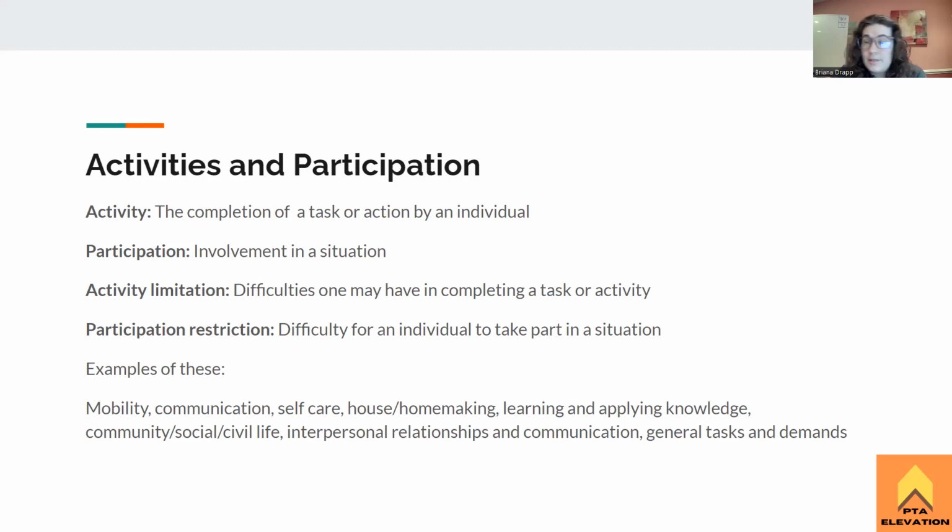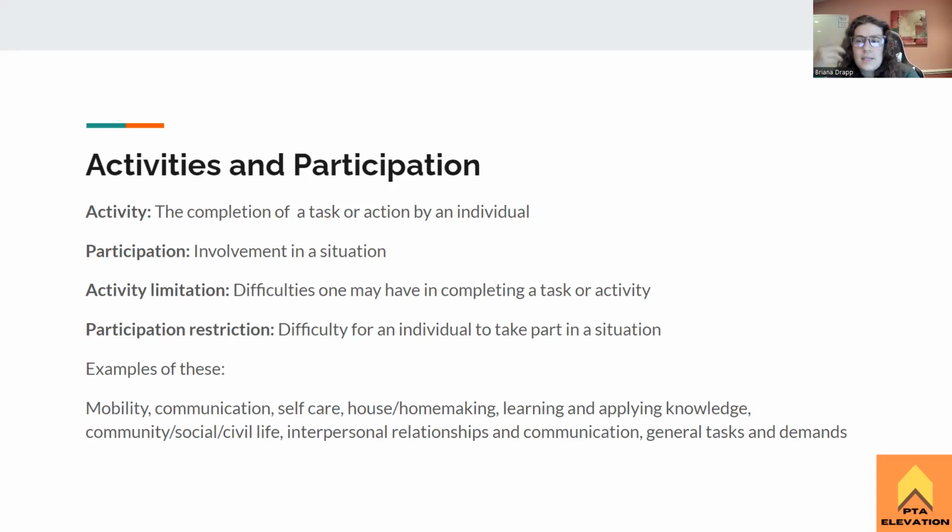Or yeah, you can participate in an activity. Isn't that great? So an activity limitation would be difficulties one may have in completing a task or activity. So let's say they had a knee replacement, or they had an ACL tear and they're having trouble stepping up onto a step. That would be an activity limitation due to their pathology of them having a knee replacement.